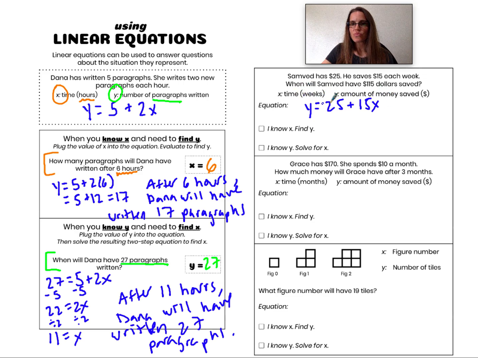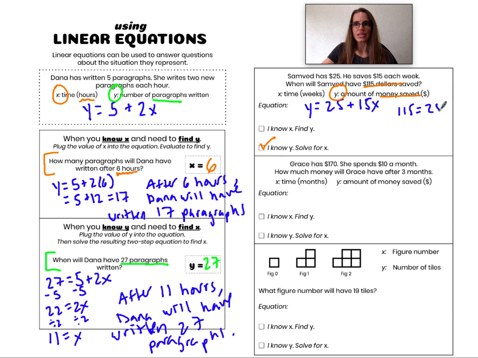Variables are defined. What I'm describing is how much money Samvid has, and what money depends on is weeks. So the information that I'm given is $115. When will Samvid have $115? Am I given X or am I given Y? X is weeks, Y is money. So I'm given Y. I know Y and I need to solve for X. That means I'm going to plug in 115 for Y.